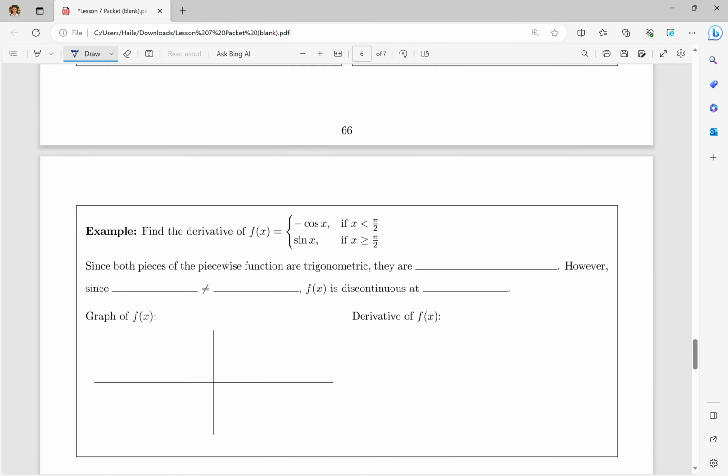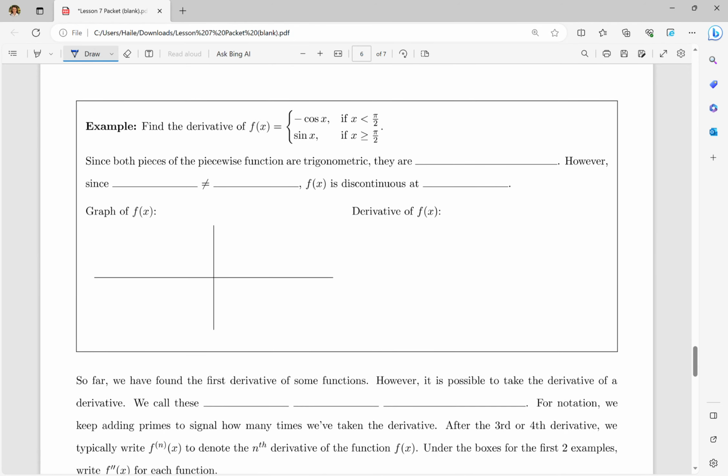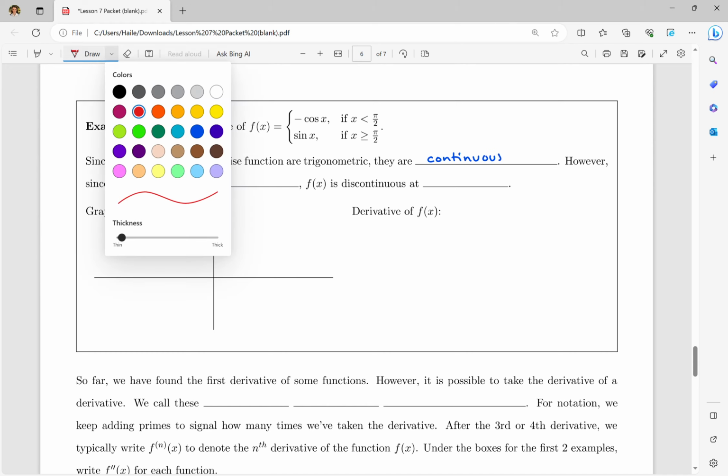Okay, so next let's talk about a slightly more difficult type of function. We have a piecewise function here. So we have f of x is equal to negative cosine of x if x is less than pi over 2, and positive sine x if x is greater than or equal to pi over 2. Okay, so since both pieces of this piecewise function are trigonometric, they are continuous. So if that doesn't sound familiar, go back and look at lesson 5.